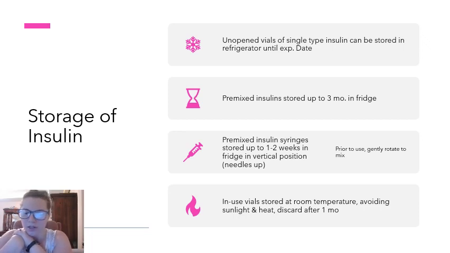In-use vials, usually they are always multi-use vials. These in-use vials can be stored at room temperature as long as they avoid the sunlight and the heat, but they should be discarded after 1 month. Usually in the hospital, we're going through that in a matter of a day or so, but at home, it's important for the patients to know to not keep it longer than a month once it's been opened, making sure that they clean the top each time that they use it.